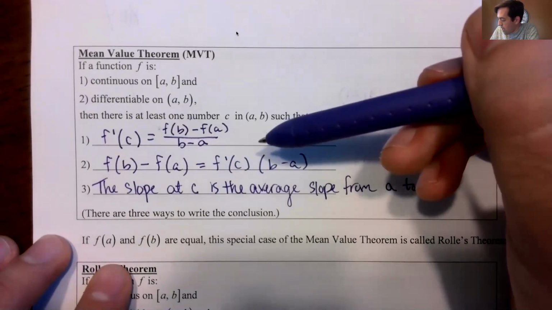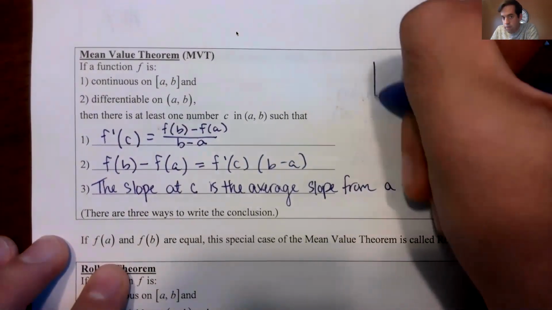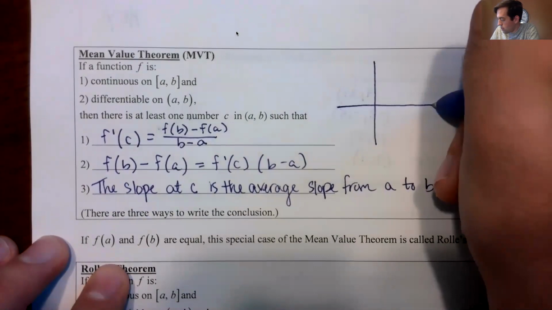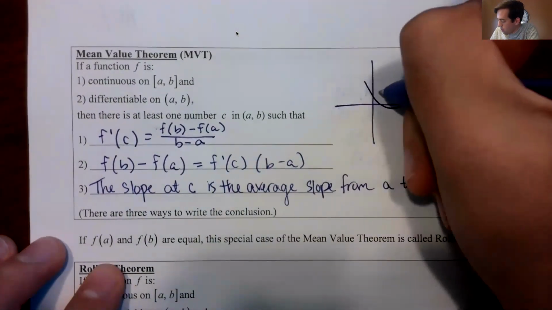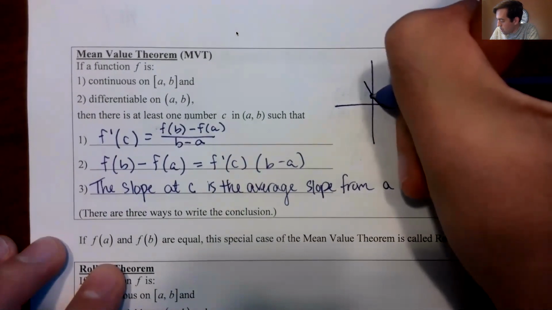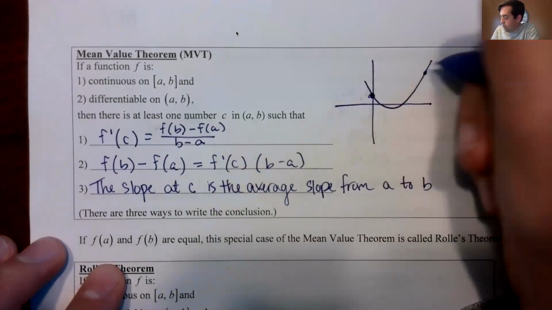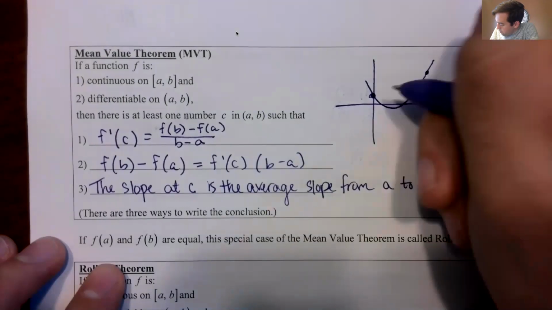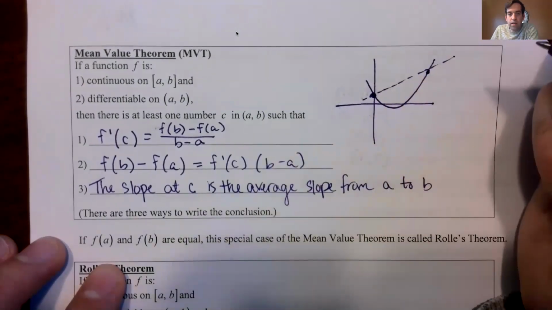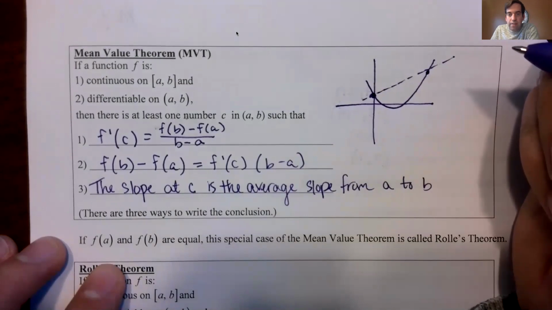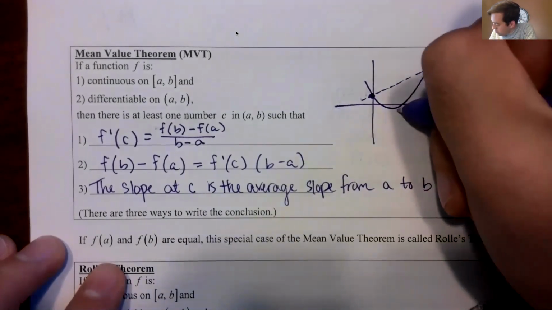Right? So if we have a curve that looks like this, and we're looking at 2 points, maybe this is a and this is b, and we draw a dotted line between them, then there's some x value c between those 2 points that has the same slope. And in this curve, it would be somewhere around right here.